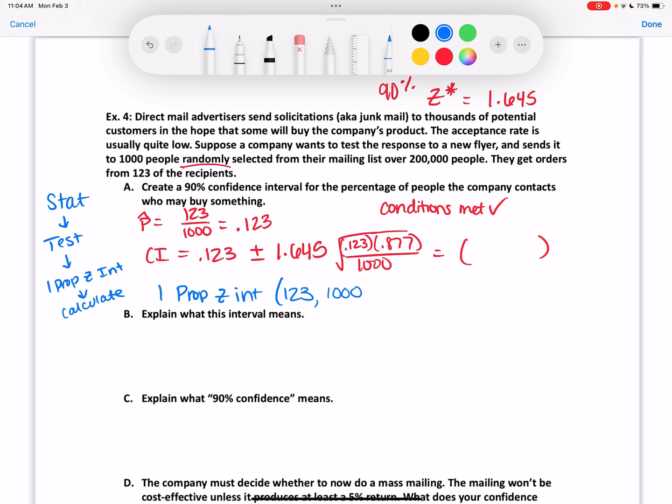Did I type something in wrong? Hold on a second, because that's not right. Why did I type in 700? This number is not right. Did I really type in 700? I don't know how I did that. All right. Okay, there we go.